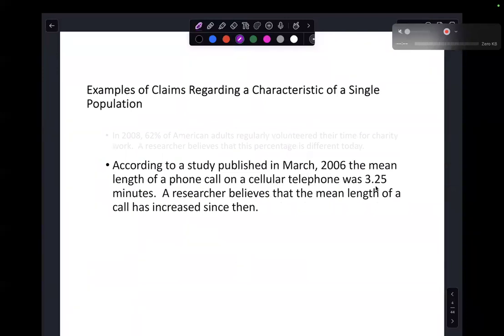So here's another one. According to a study published in March 2006, the mean length of a phone call on a cell phone was 3.25 minutes. A researcher believes that the mean length of a call has increased since then. So this is a greater than. So he thinks that the average length of a phone call is longer than 3.25 minutes now. So based on whatever kind of observations he's made, based on people he's talked to, whatever, he hasn't actually collected the data yet. He just believes that people are talking longer on the phone now.